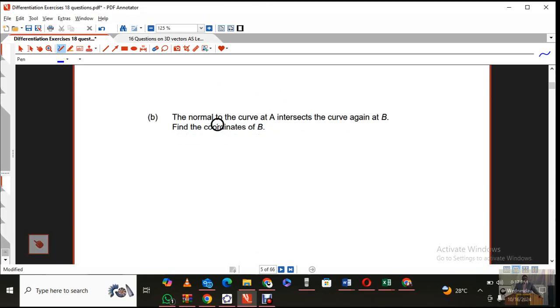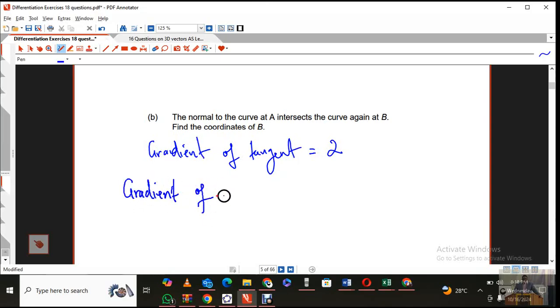So remember, the normal to the curve, we know the gradient of the tangent, we know that it's 2. So the gradient of the normal is going to be the opposite of this, which is a half, and it's going to be negative, such that the gradient of the tangent times the gradient of the normal should always give you a product of -1. The reason being that the tangent and the normal, those lines, they always are perpendicular. They meet at 90 degrees.